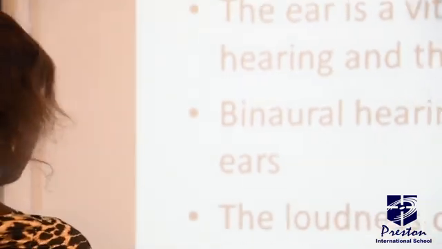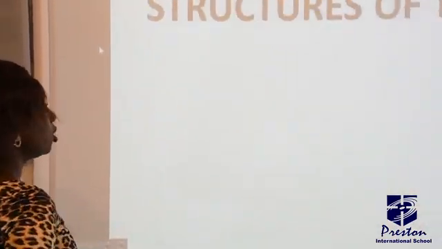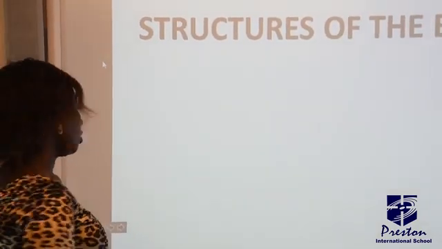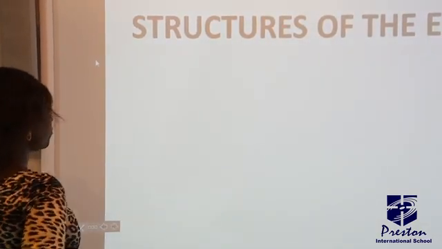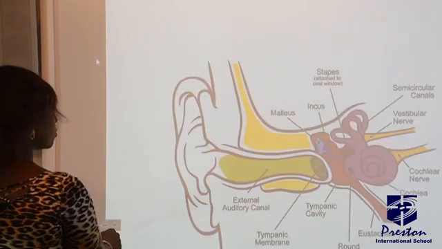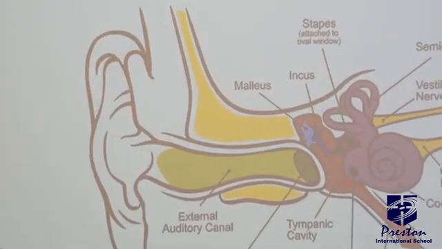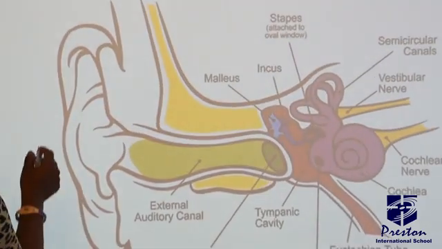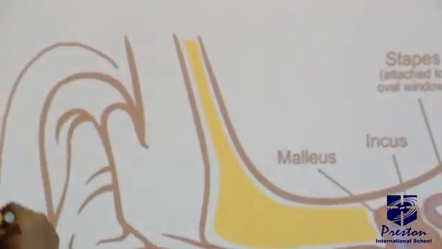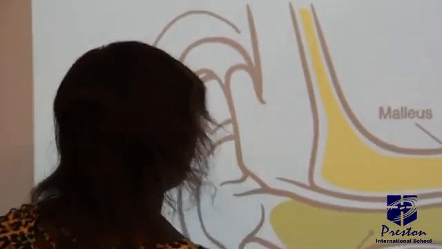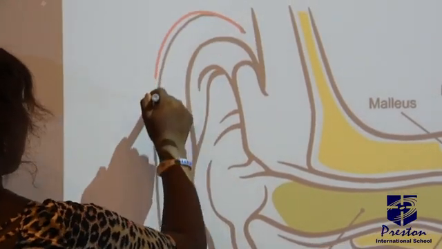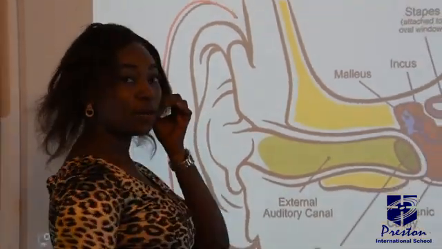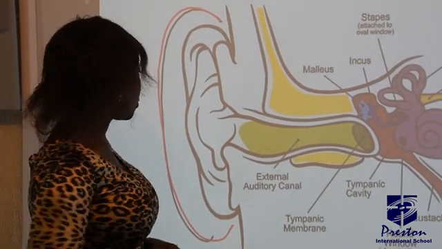Now join me to the next part of today's lesson. We'll be looking at the structures of the ear. Now I'll be taking you through the structures using this diagram. Looking at this part of your ear, permit me to use a red. This is called the pinna, the outer part of your ear, the one I touched before.